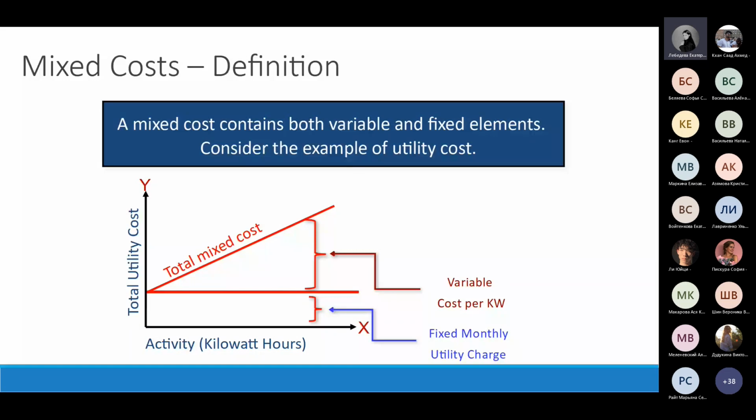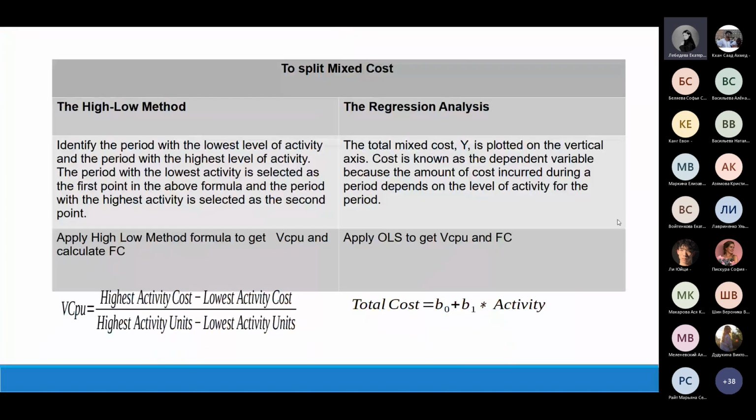We have to use several methods to split our mixed cost to fixed and variable parts. And here I want to present two basic methods. The first one is the high-low method, which is used to split mixed cost to variable and fixed parts in case we do not have many data points to do this job.